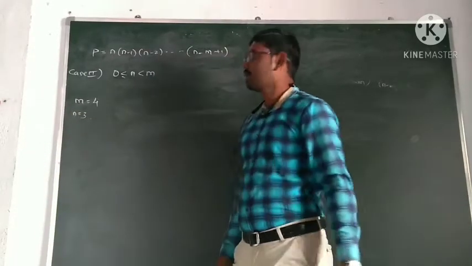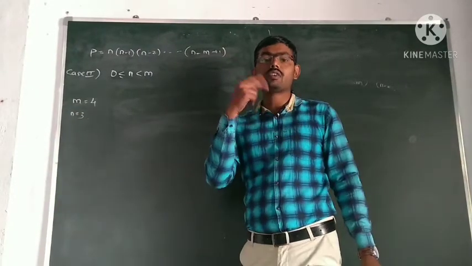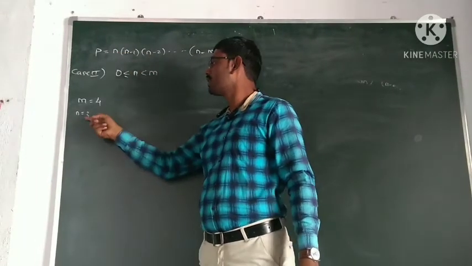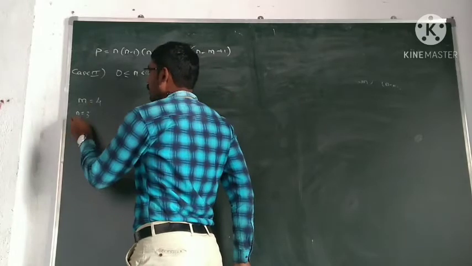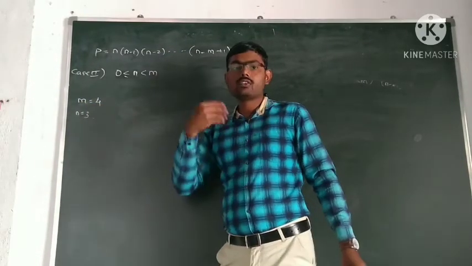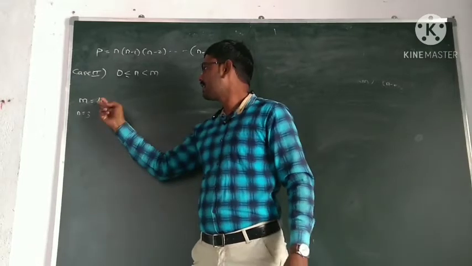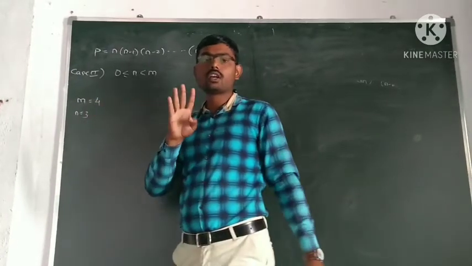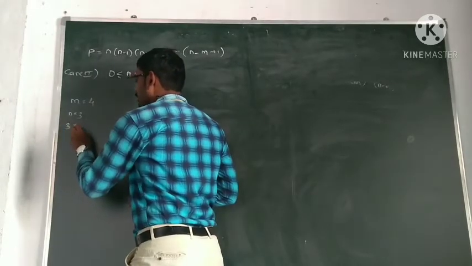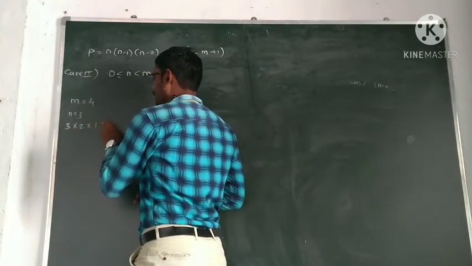Now take the product of consecutive integers: n, n minus 1, n minus 2. Now n is equal to 3. So the product of m consecutive integers, where m is 4, and n is less than m. So we have to take 4 consecutive integers starting from 3. So 3, next 2, 1 and 0.